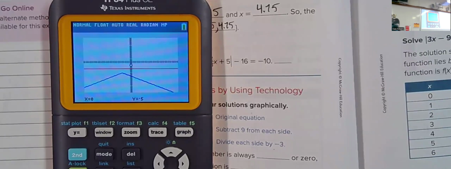Is there blue? No. There's no blue. How far down is it? There's no negative in front of your absolute value. Oh, we wrote a negative 16 instead of minus 16. Oh, there we go. These calculators are very picky about typing things in. Okay, hang on. Let's see.